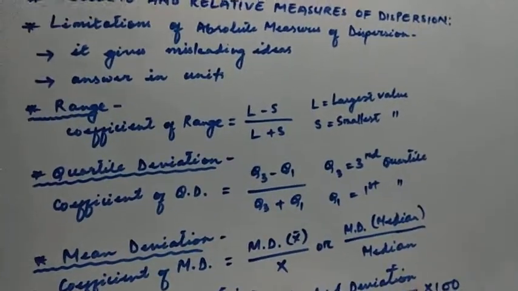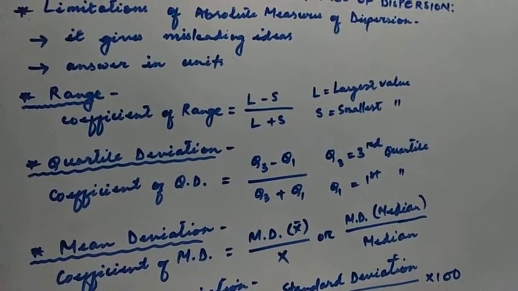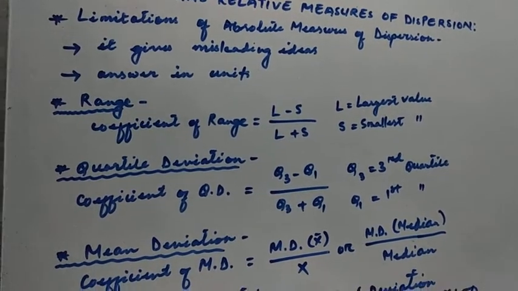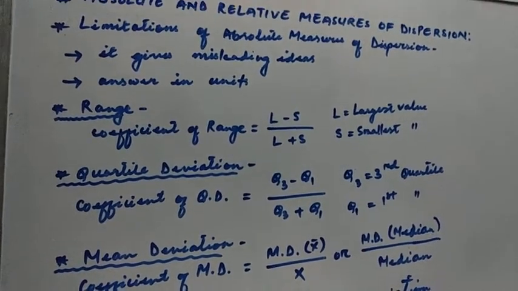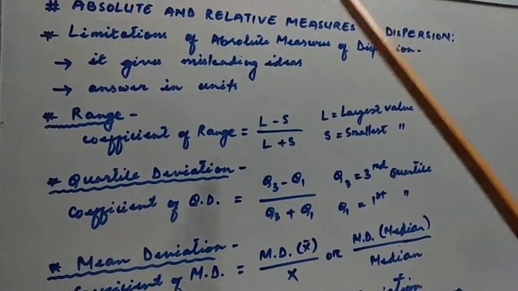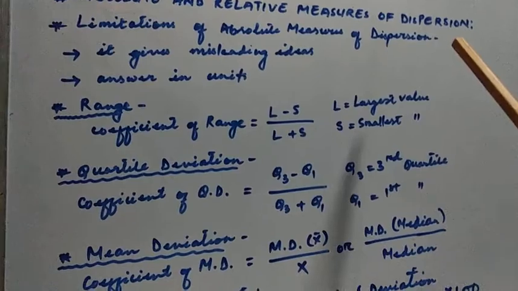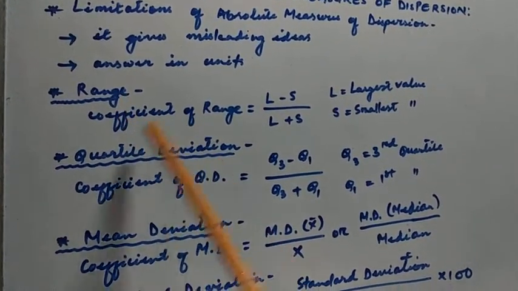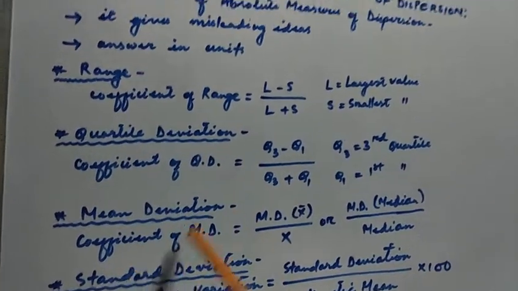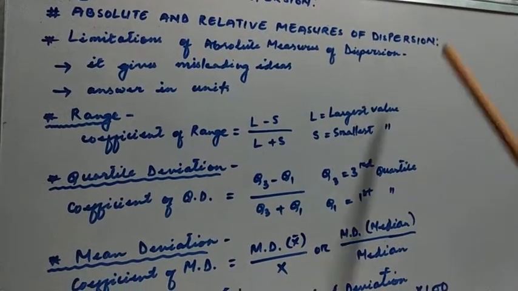So to overcome all these problems or limitations, relative measures of dispersion can be used. Instead of absolute measures of dispersion, we can use relative measures of dispersion. Thus, for range, quartile deviation, mean deviation, and standard deviation, we can use the relative measures of dispersion.